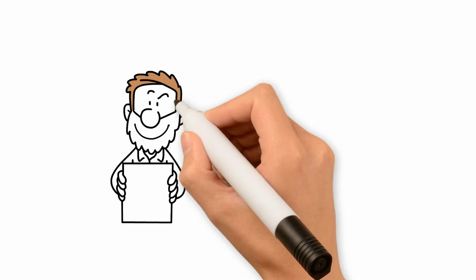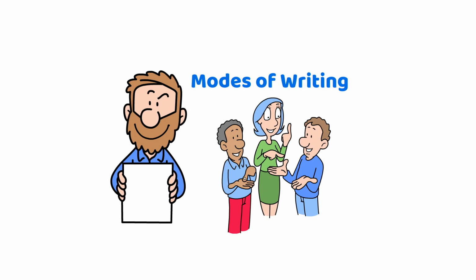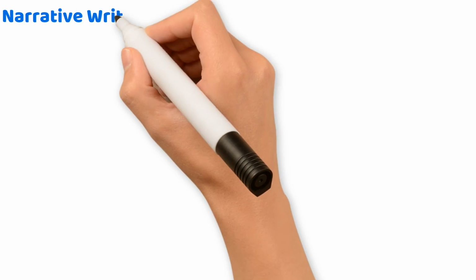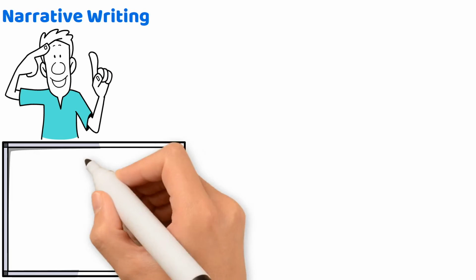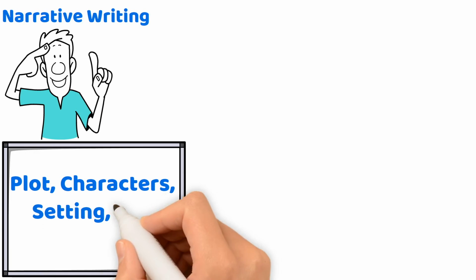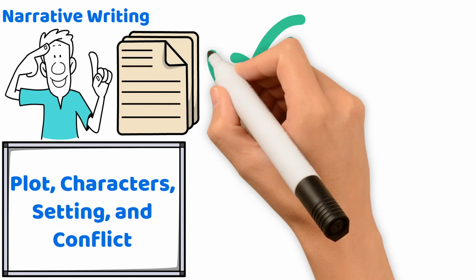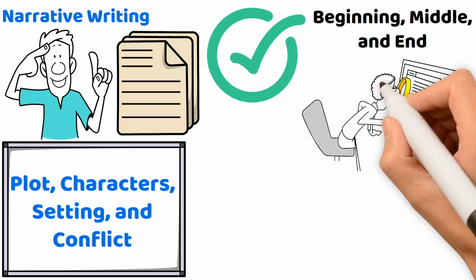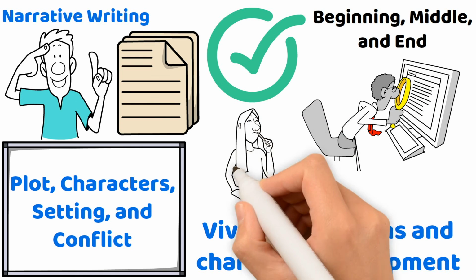For your teacher certification exam, be ready to tackle the modes of writing section, which will demonstrate your ability to guide students in effective communication. Here's how to approach this section. First up, we have narrative writing. Understand that narrative writing is centered on storytelling. It is characterized by elements like plot, characters, setting, and conflict. When faced with exam questions about narrative writing, choose answers that emphasize creating engaging stories with a clear beginning, middle, and end. Look for strategies that involve using vivid descriptions and character development to captivate readers.